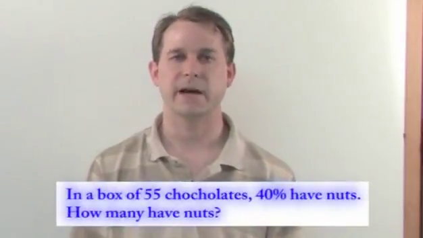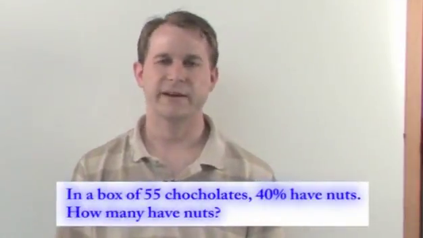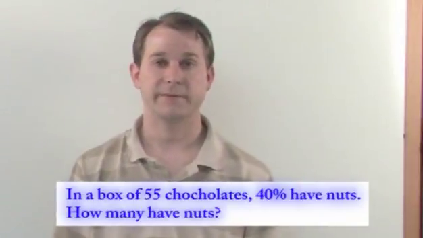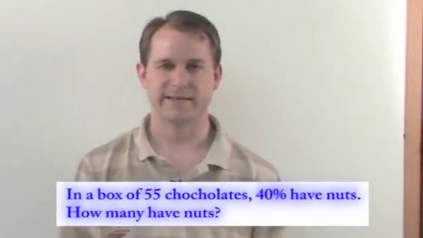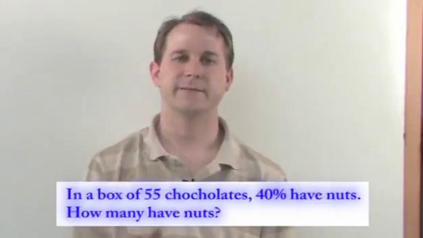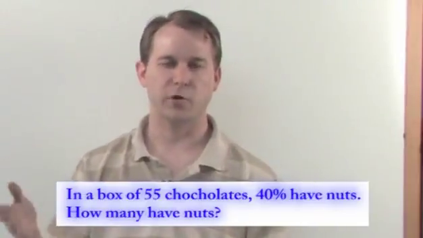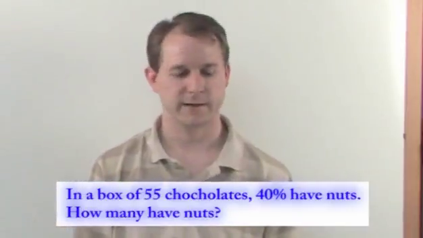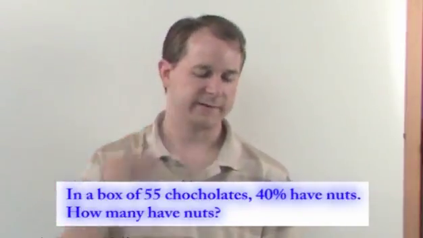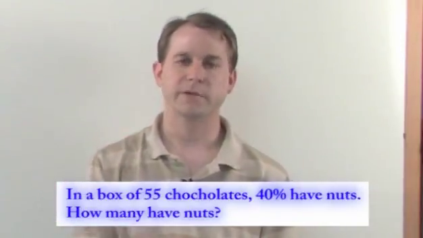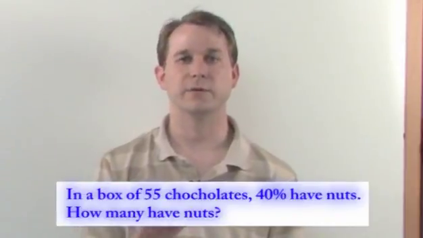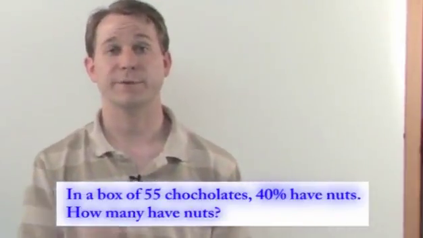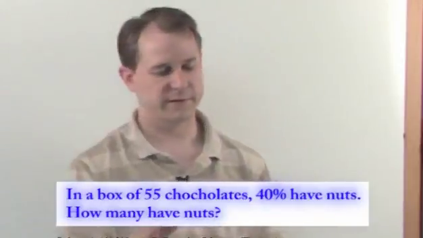Okay. The next problem says, in a box of 55 chocolates, 40% have nuts. How many of these chocolates have nuts? It's the same form as everything else. You have a box of 55 chocolates. You know that 40%, which means 40 out of every 100 chocolates, have nuts. How many have nuts? So you're using this and you want to multiply these together, but you want to use the decimal form of 40% to do that.